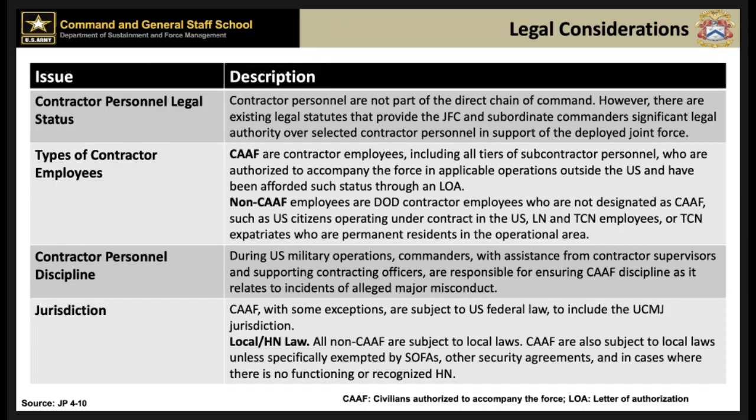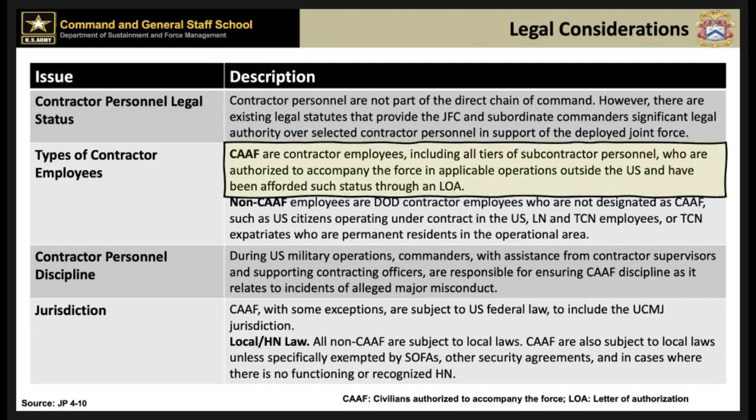Legal jurisdiction over contractor personnel varies depending on the contractor's nationality and designation. CAF stands for Civilians Authorized to Accompany the Force. CAF contractors have certain rights and privileges as defined in their LOA, or Letter of Authorization. Normally, local national contract employees are subject to local laws, while U.S.